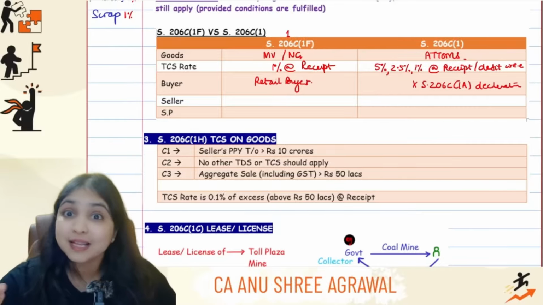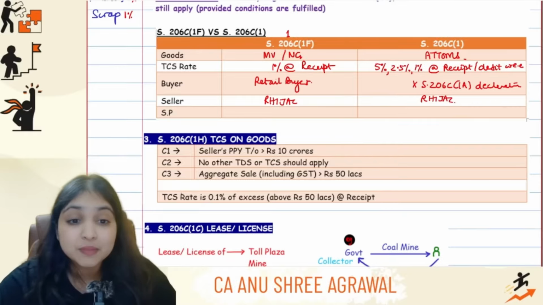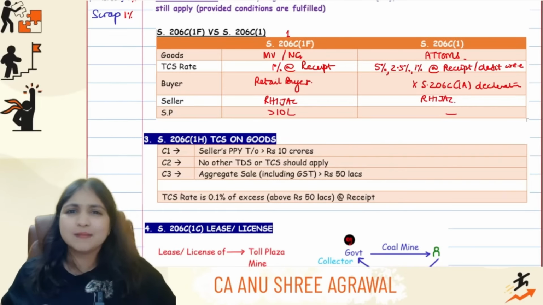Then who should the seller be? This is a common point. In both, the seller has to be a high-jack seller. This is a common point. And lastly, in 206C1F, we have a unique point: selling price per vehicle has to be more than 10 lakhs. No such requirement in 206C1.